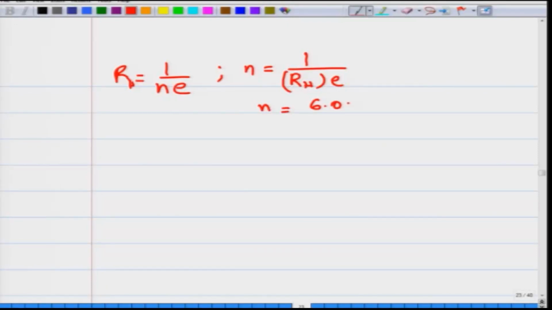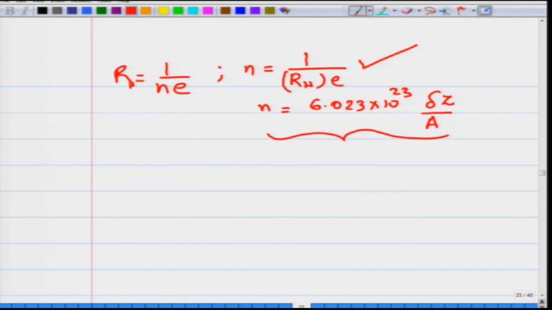We had already obtained a number which, if you recall, is 6.023 into 10 raised to the power of 23, the density of the material divided by the atomic mass, into Z, where Z is the number of valence electrons, how many electrons are given out by each atom. That gives you an estimate of the density. But if you actually want to know how much is the density of charge carriers present inside a material, experimentally this is the way to determine it. You measure Rh by measuring the Hall resistance or the Hall resistivity as a function of magnetic field, and then you can determine N because you know E.